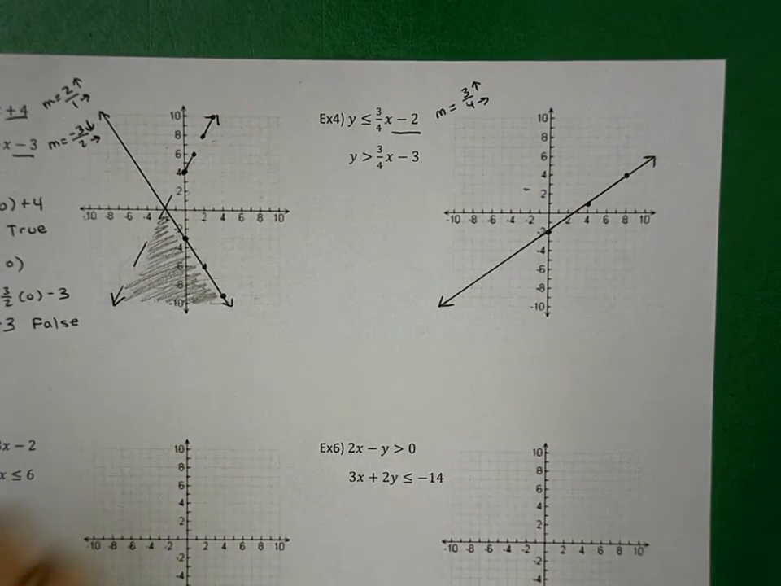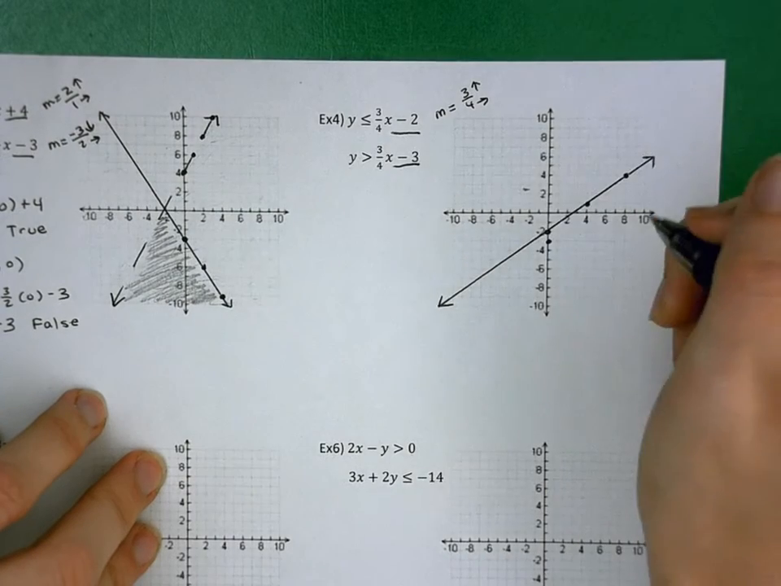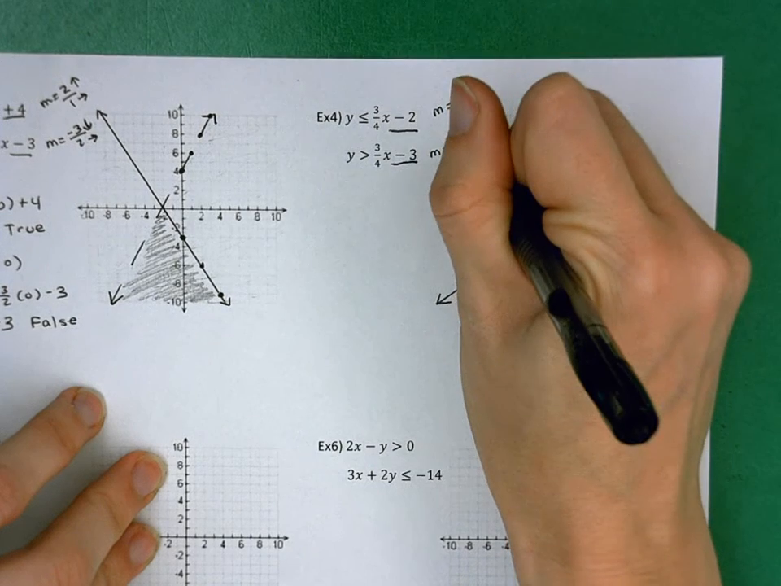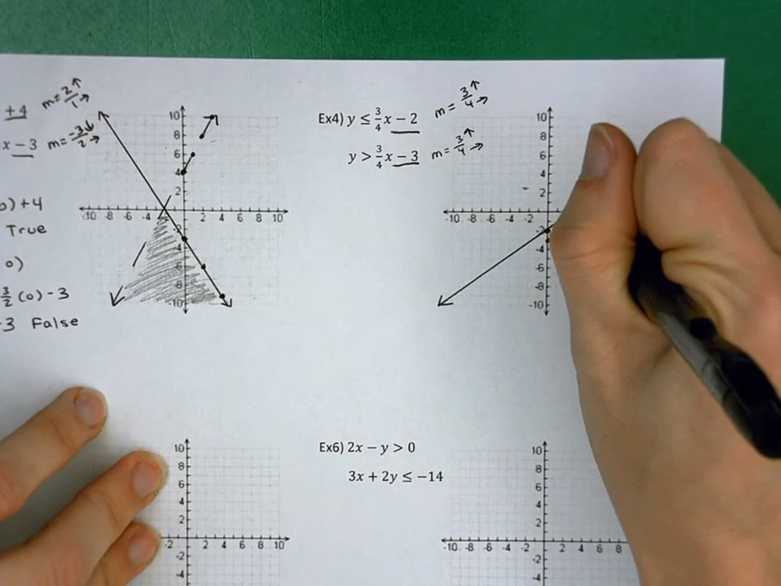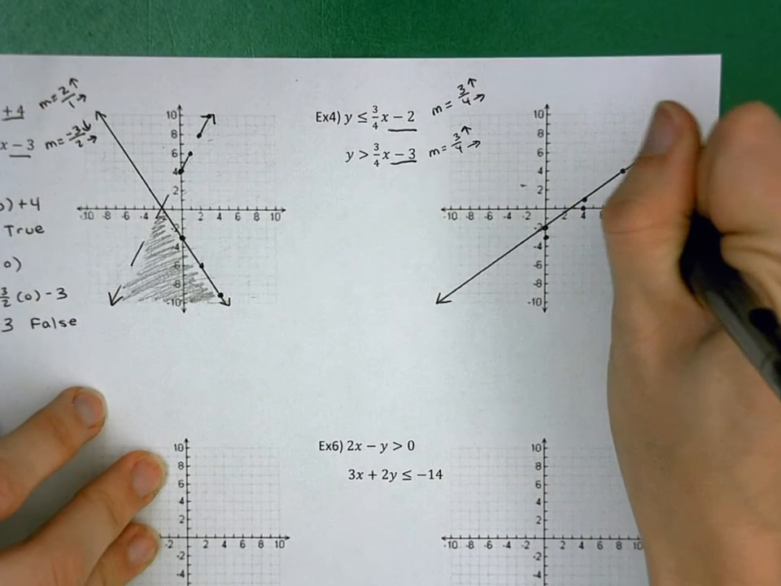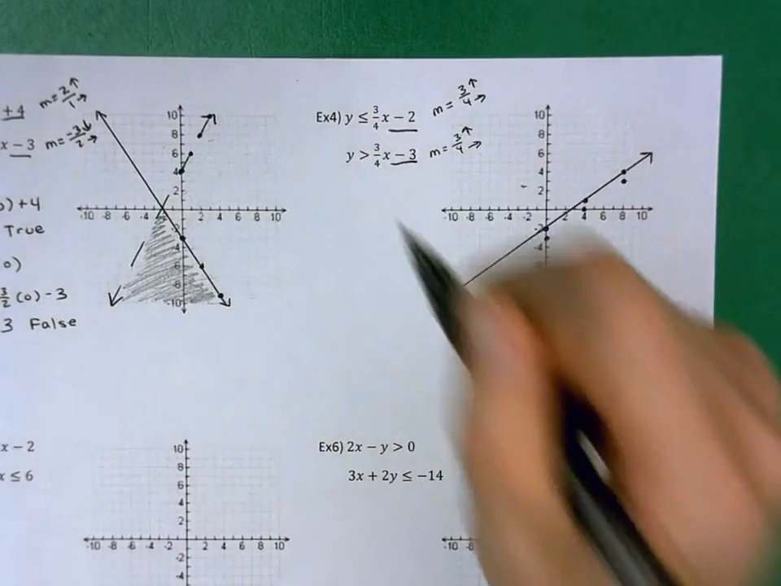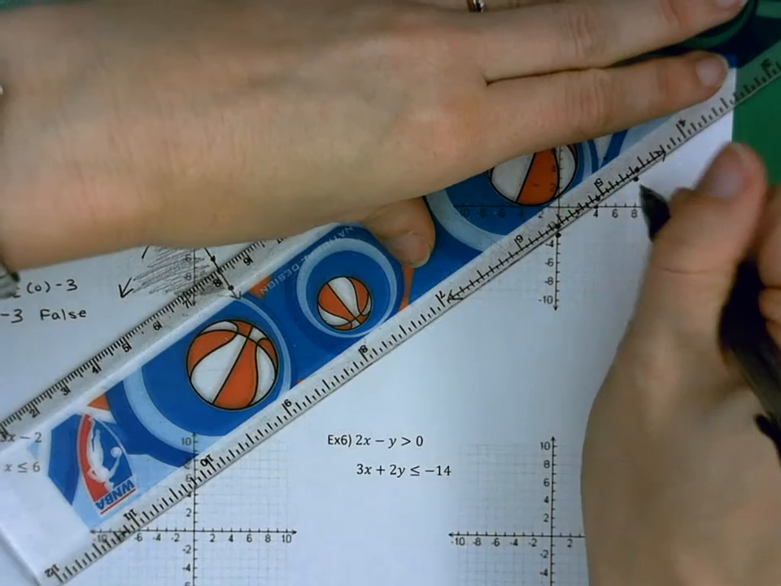Okay. Next up we have our b, which is our negative 3, and our slope, which is 3/4, up 3 over 4. So up 3 over 4, up 3 over 4. And this is not an equal to, just a greater than, so this is going to be a dashed line here.